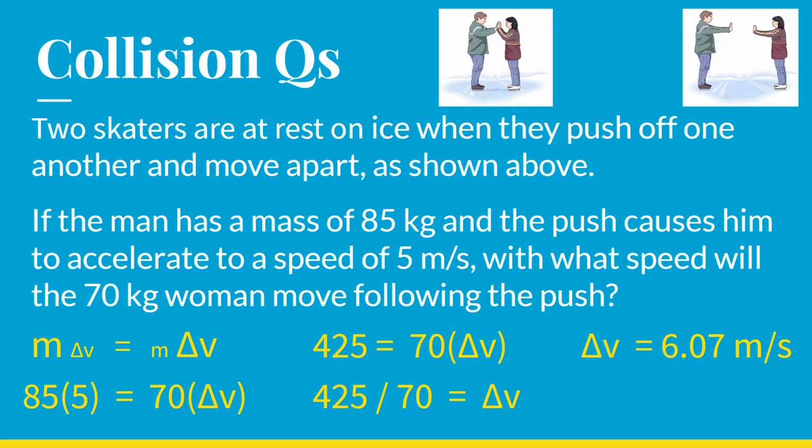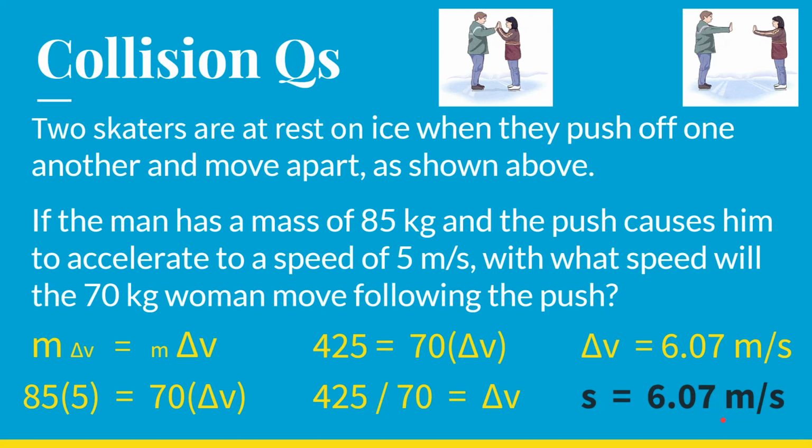But my question wasn't what's the change in velocity, my question is how fast is she going after the push? Well, how fast was she going initially? Catalina, how fast was she going initially? What's it say? Right here. At rest. Right? 0. So they're initially moving 0. So if her change is 6.07, well, guess what? Her speed is 6.07 meters per second.